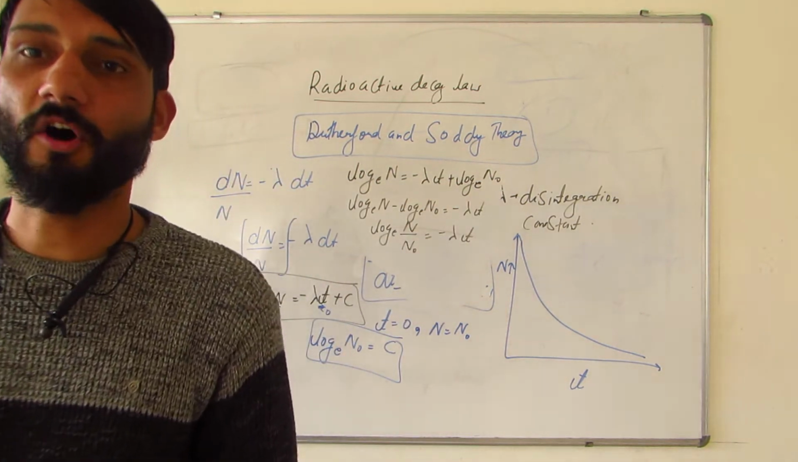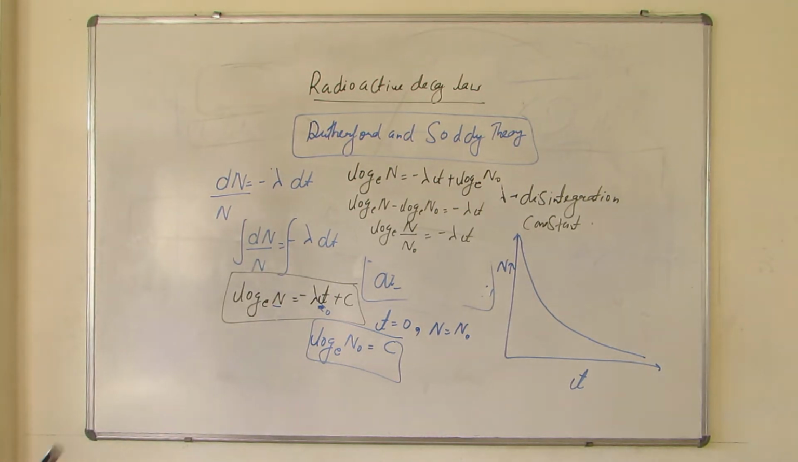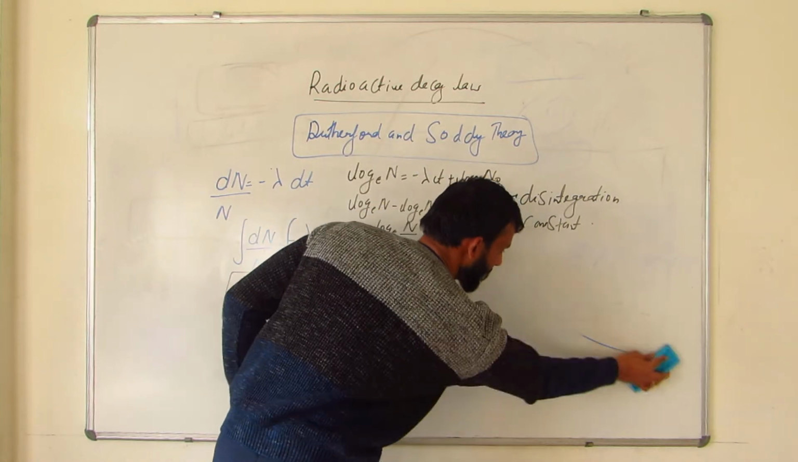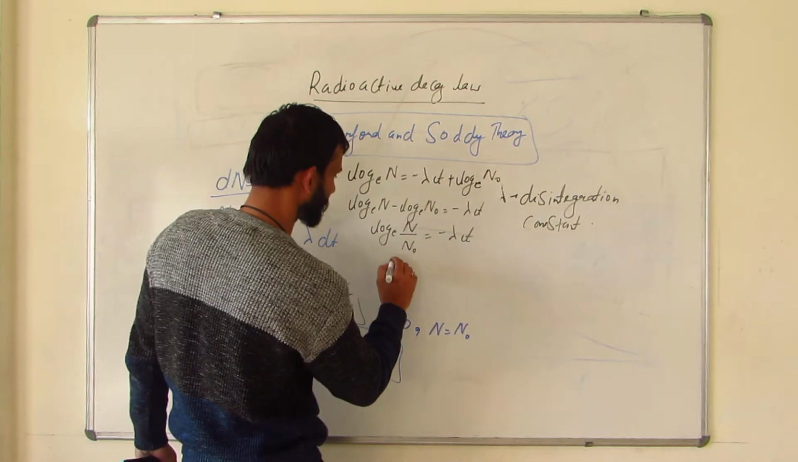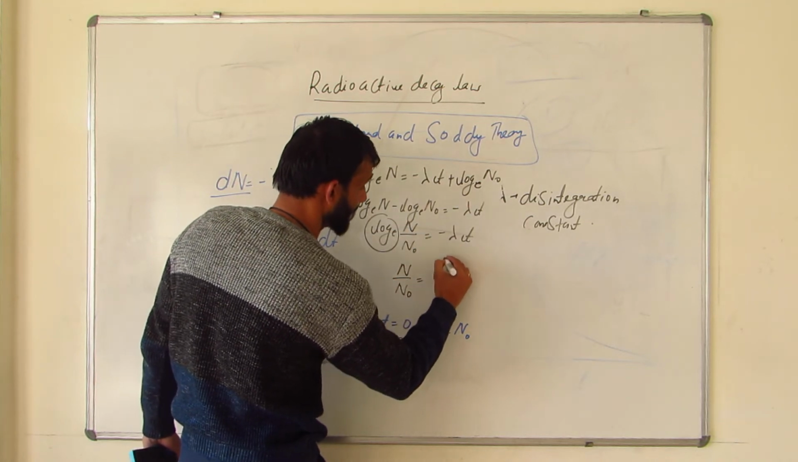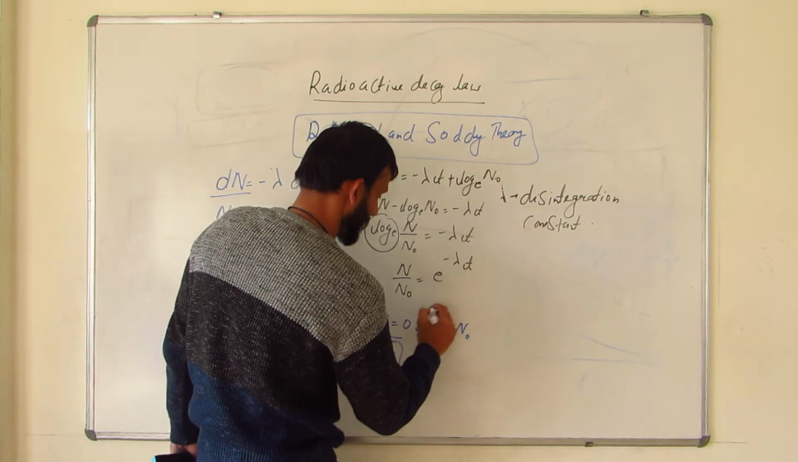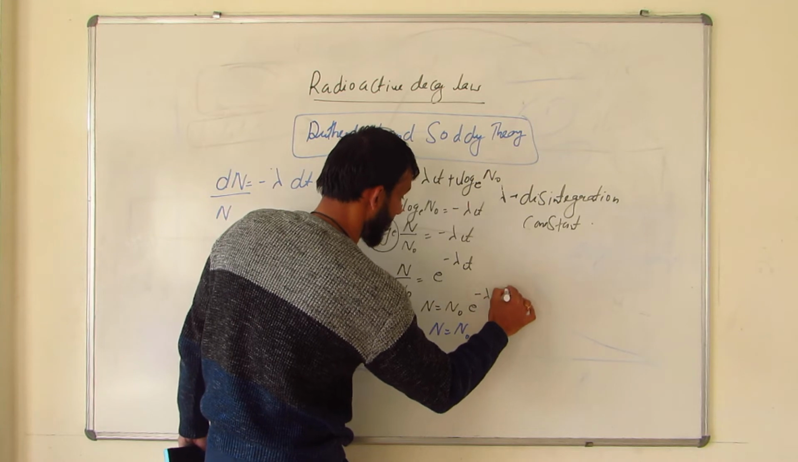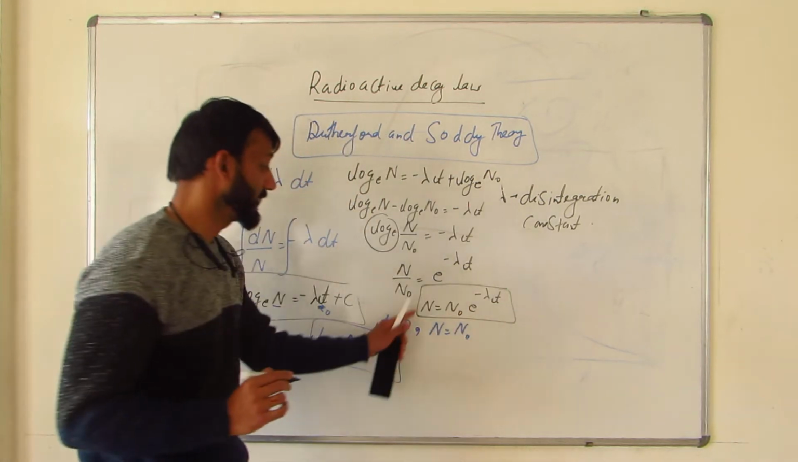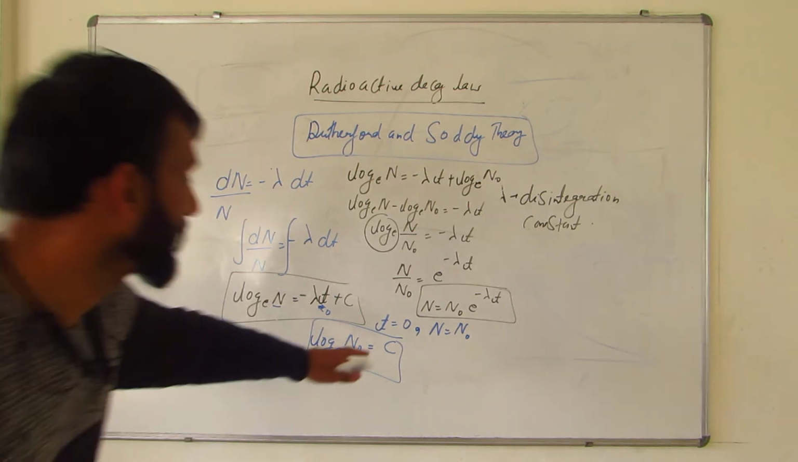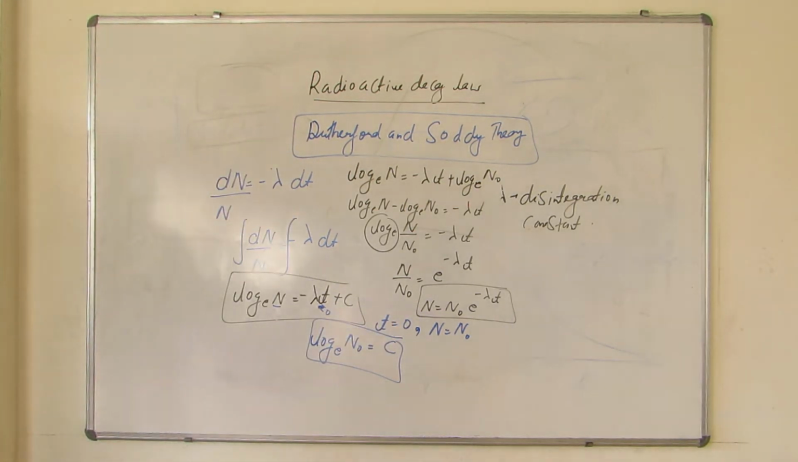Now if I remove the log from this side, on the other side I have to put e to the power, that is exponential. So N upon N naught is equal to e to the power minus lambda t. This brings me to this important relation: N is equal to N naught e to the power minus lambda t. We should remember this relation, and I think you do not have the derivation of this expression in your syllabus. So that is one expression which we have derived.